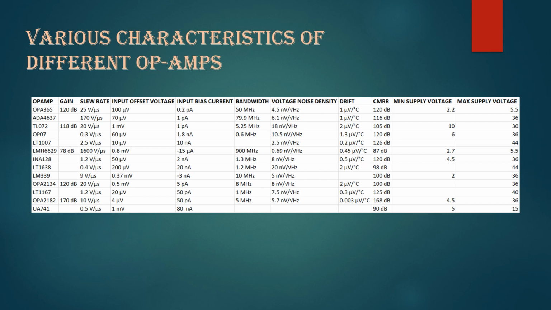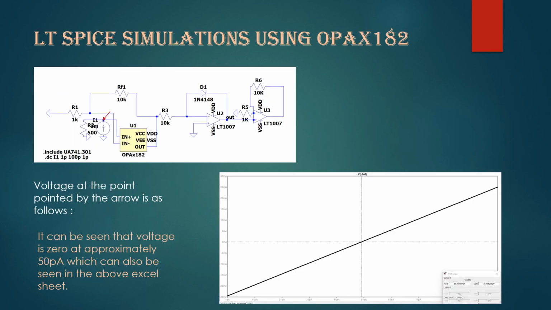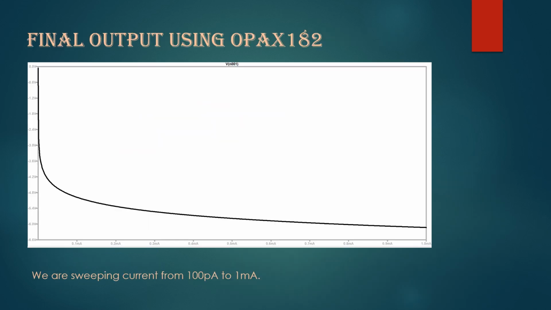Here are various characteristics of different op amps, such as their input bias currents. When we conduct LTspice simulations using OPA2182, we observe that the input voltage is 0 volts at 50 picoamperes, which is the input bias current of OPA2182, as seen in the previous slide. Thus, we can see that the final output using OPA2182 as the op amp is as follows. This allows us to reduce our lower input range to 100 picoamperes from 100 nanoamperes, which was the lowest input range possible when using UA741.